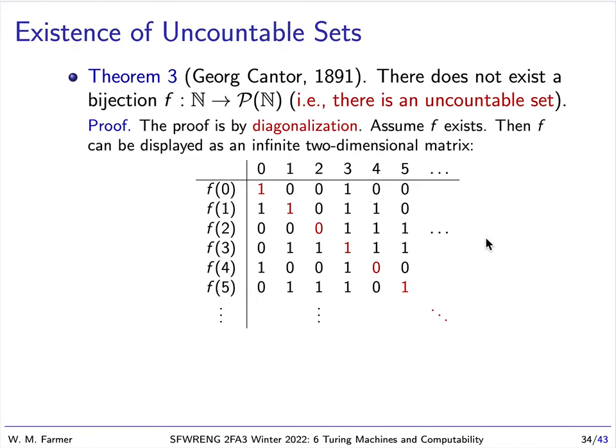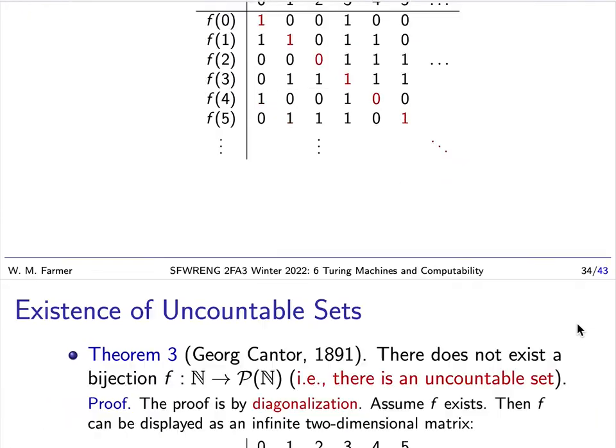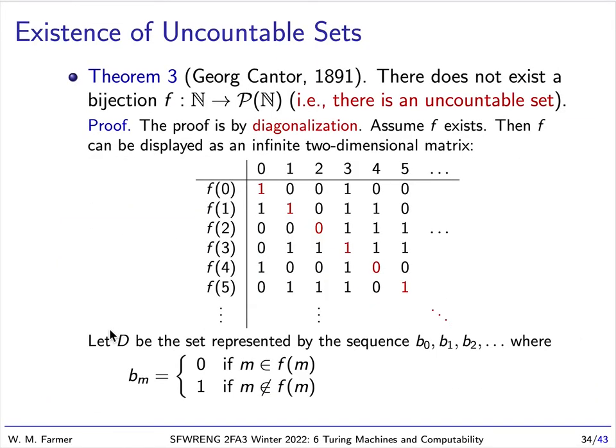So we have an infinite two-dimensional matrix, and it tells us what's in all the sets in the power set of the natural numbers, because we're assuming that there's a bijection from the natural numbers to every member of the power set. So we have this big infinite two-dimensional matrix. Now we're going to construct a set. I'm going to call it D for diagonal. And just like we can think of these sets as sequences of zeros and ones, it's going to be a sequence of bits, zeros and ones.